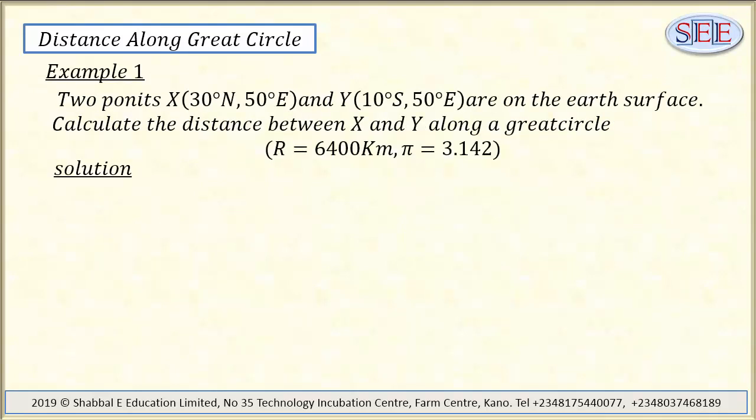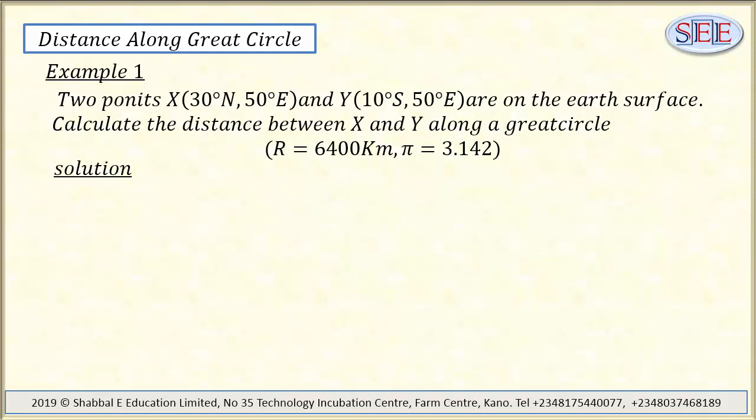Starting with the example, it says 2 points x, which is 30 degree north, 50 degree east. That is the location of x. And another point y, its location is 10 degrees south and 50 degree east. These 2 points are on the earth's surface. The question asked here is to calculate the distance between x and y along the great cycle. Radius of the earth asked to use here is 6,400 kilometers, and the value of pi asked to use here is 3.142. This is a concrete question.